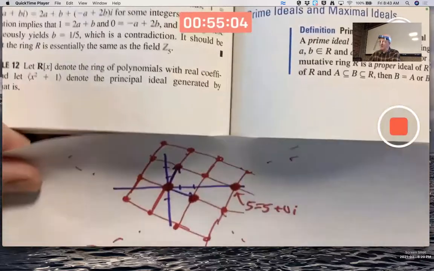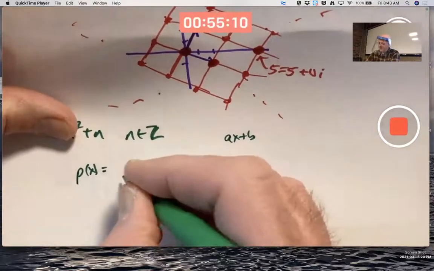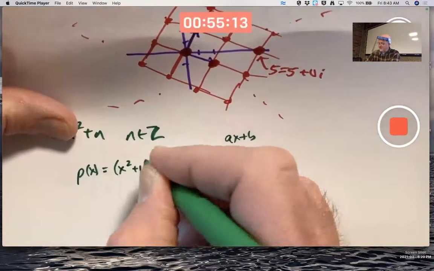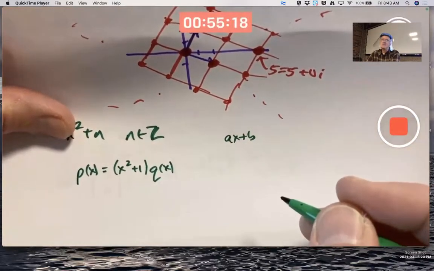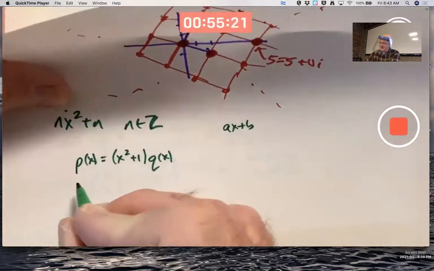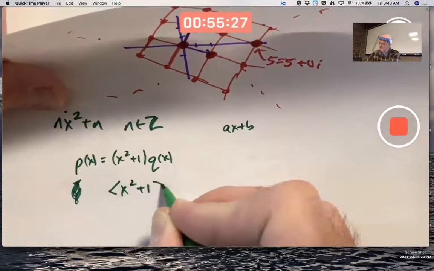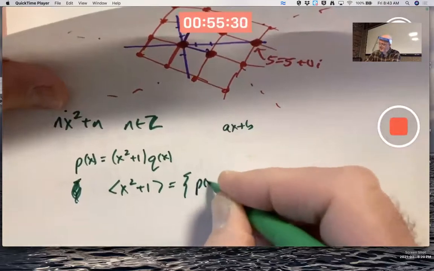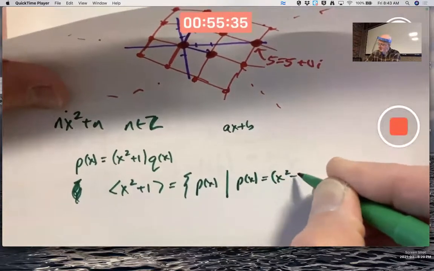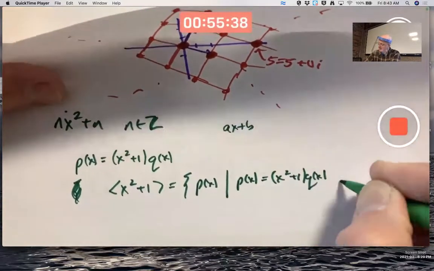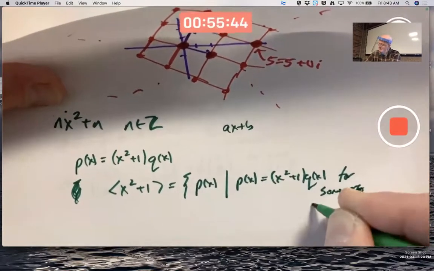What you're really going to get is you're going to get all polynomials p of x that can be factored in the form x squared plus 1 times some polynomial q of x. That's what you really get. To be more specific, I could say the set of all polynomials p of x such that p of x equals x squared plus 1 times q of x for some polynomial q of x.